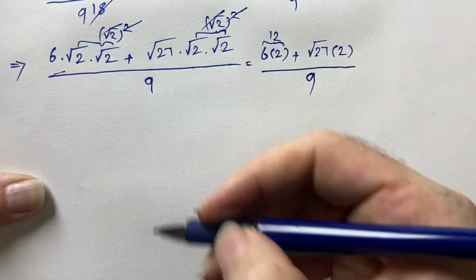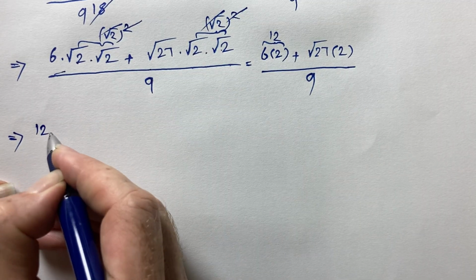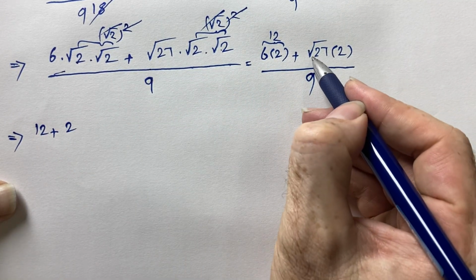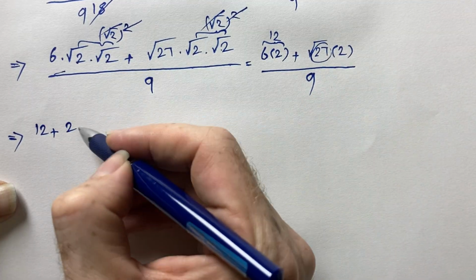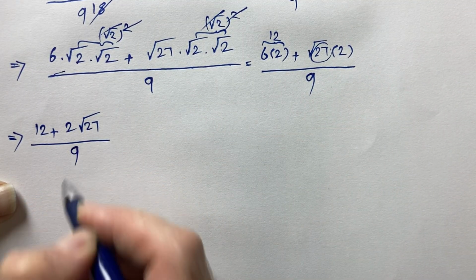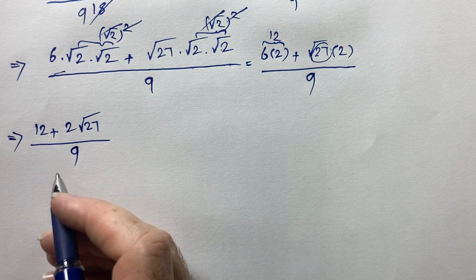I write it here, 12 plus 2 times, look, second root of 27, right? I write it here, over 9. Now look at this one carefully. How can we simplify this one?